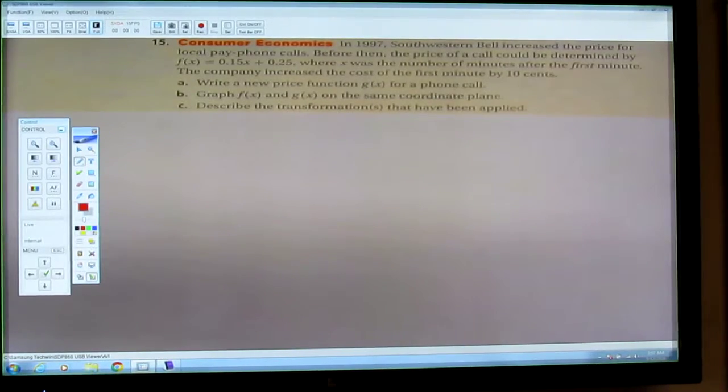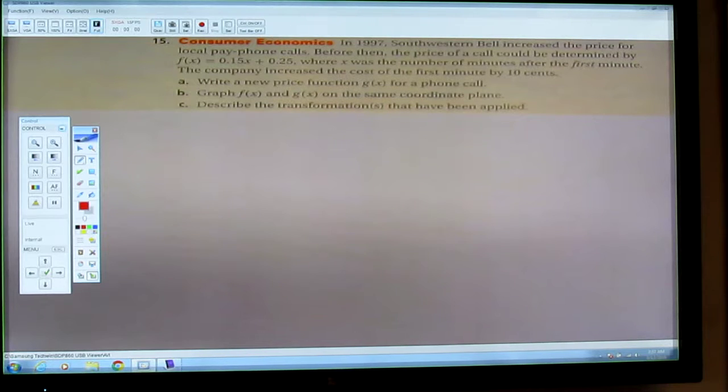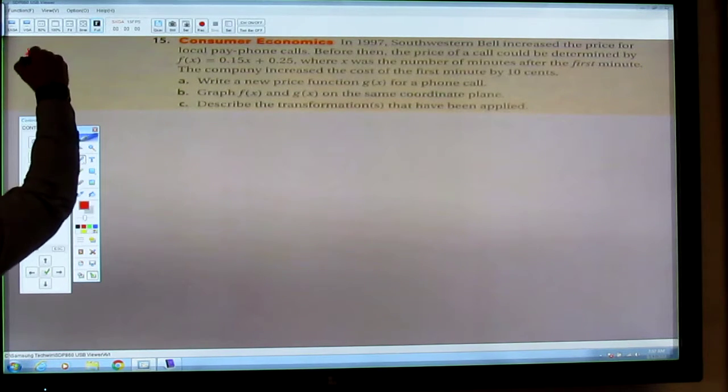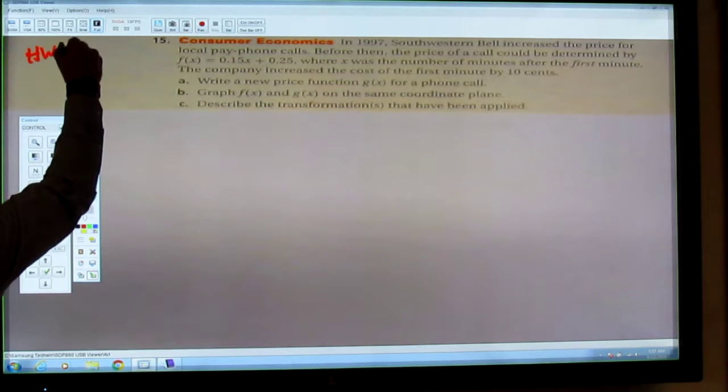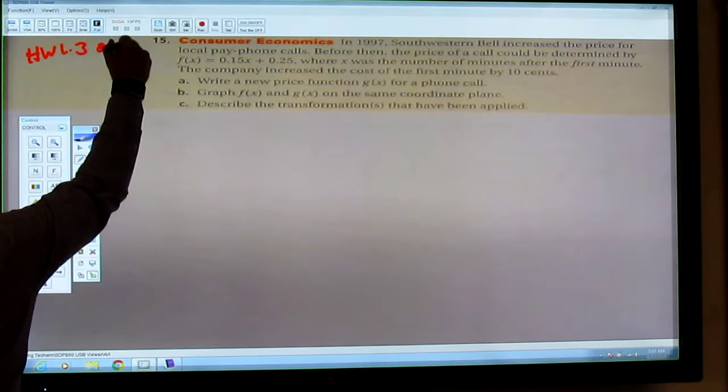Problem 15. Again, this is homework 1.3, Question 15. Okay?